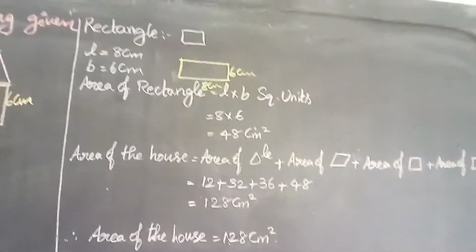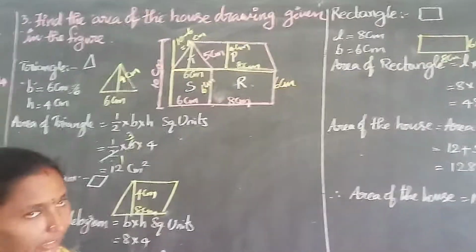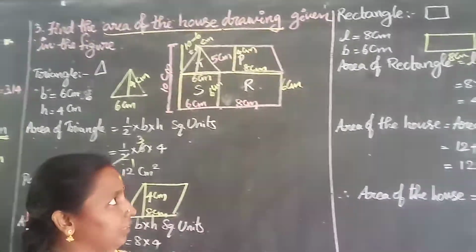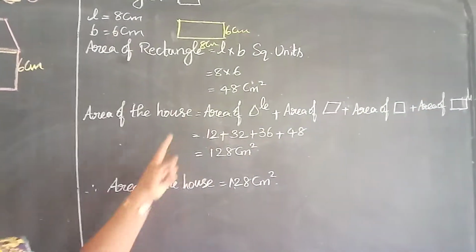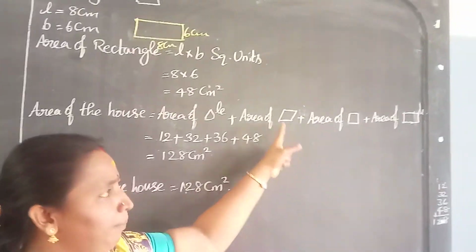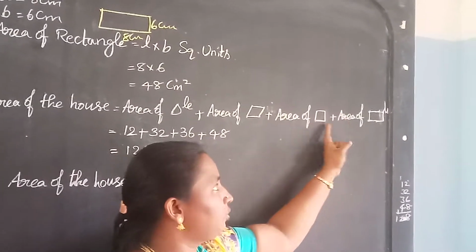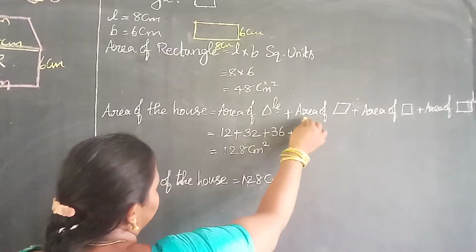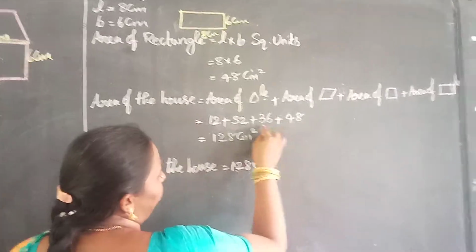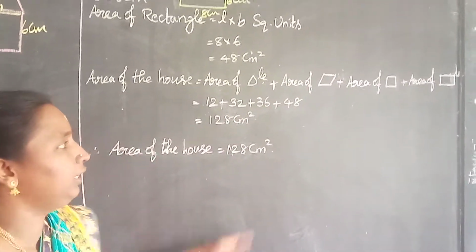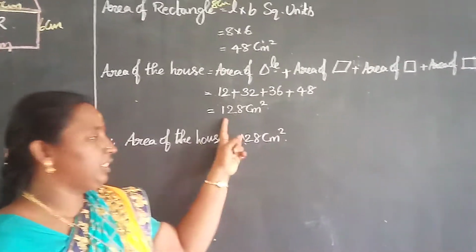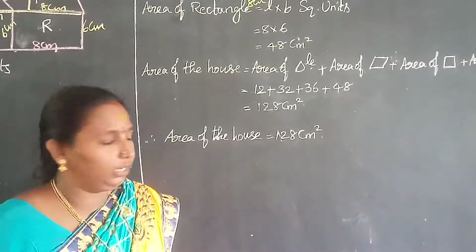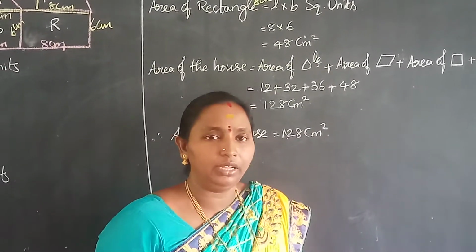So now we have found the area of each part of this whole diagram separately. They ask the area of the house drawing. Okay, so now we are going to add these areas. So area of the house drawing equal to area of triangle plus area of parallelogram plus area of square plus area of rectangle. Now area of triangle we found 12, plus area of parallelogram we found 32, then area of square is 36 and area of rectangle we found 48. So add these four numbers, you will get 128 centimeter square. So area of the house drawing equals 128 centimeter square.